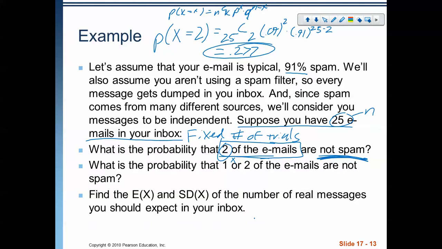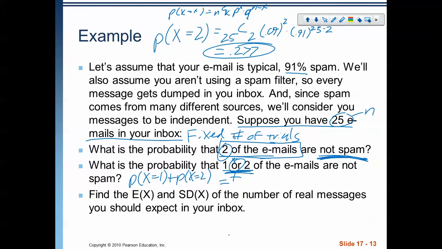Alright, what about this second one? What is the probability that 1 or 2 of the emails are not spam? So notice that it's asking us for 2 specific cases. What's the probability that 1 of the emails is not spam? What's the probability that 2 of the emails are not spam? And that or statement in between, remember, tells us that we really should be thinking about the plus, right? That we're adding these 2 together. So what is it I'm trying to find? I'm trying to find P of x equals 1 plus P of x equals 2.